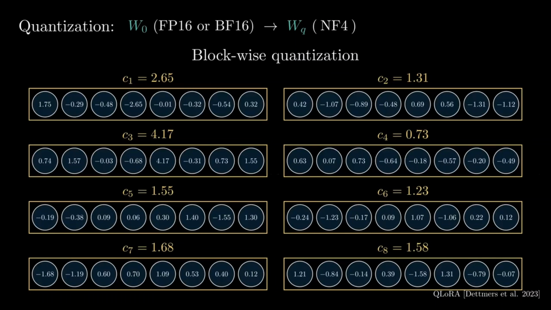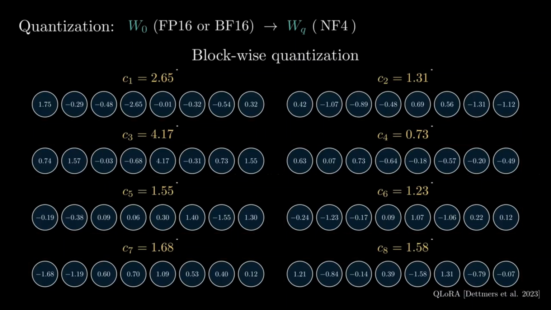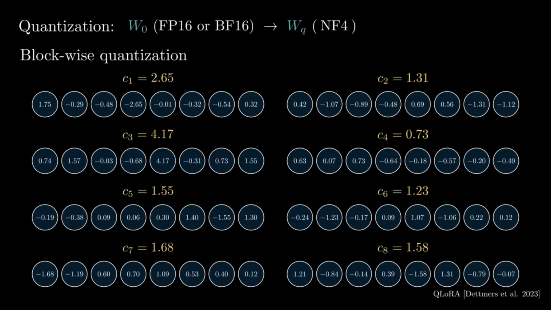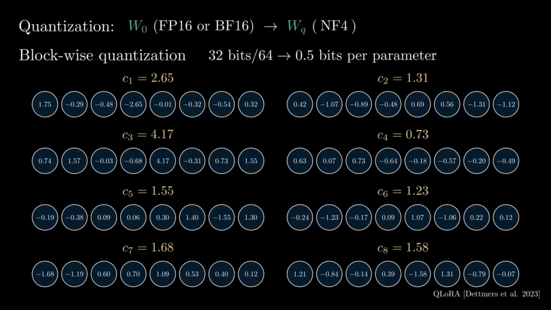But now we have many scale values to store. If every scale is stored in 32 bits, then for a block size of 64, this requires 0.5 extra bits per parameter.